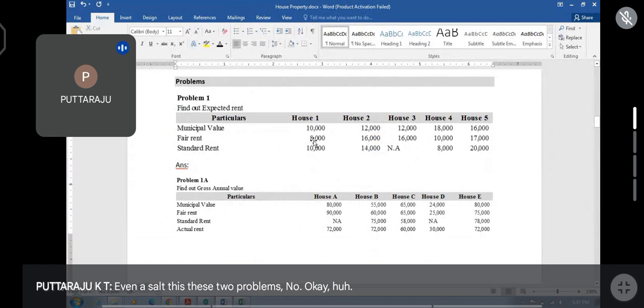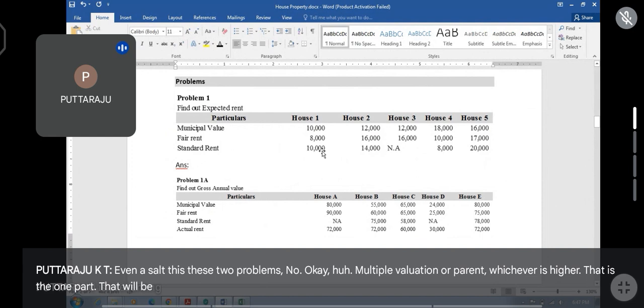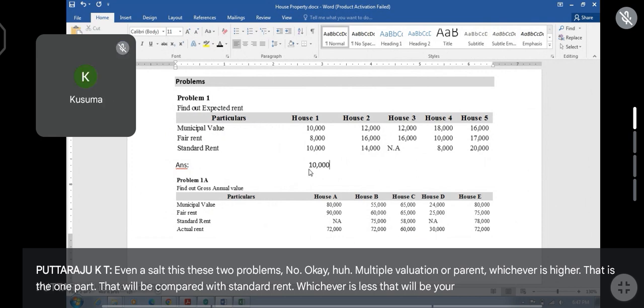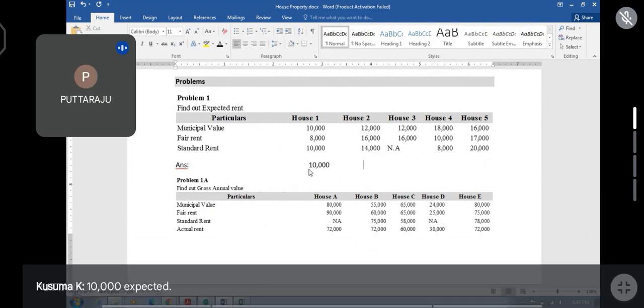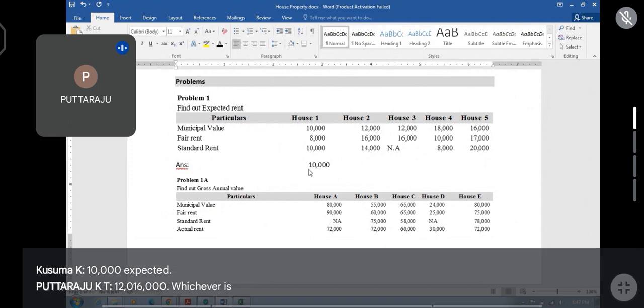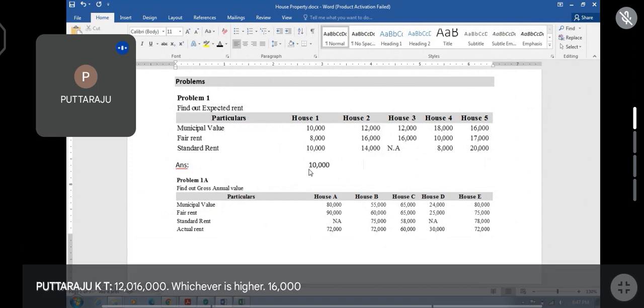Municipal valuation or fair rent, whichever is higher, that is the one part. That will be compared with standard rent. Whichever is less, that will be your expected rent. Second one. 14,000 is the expected. 12,000 and 16,000. Whichever is higher, 16,000 comes. 16,000 and 14,000. 14,000 is the answer.